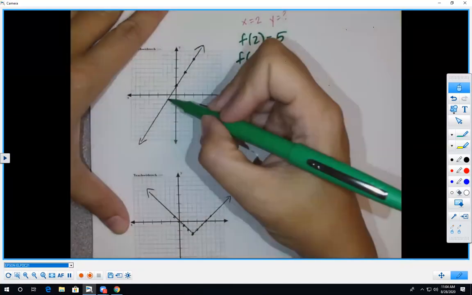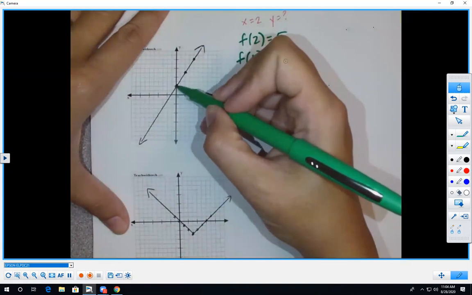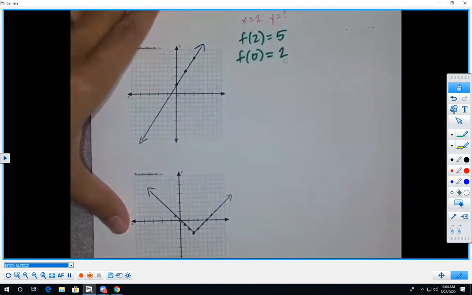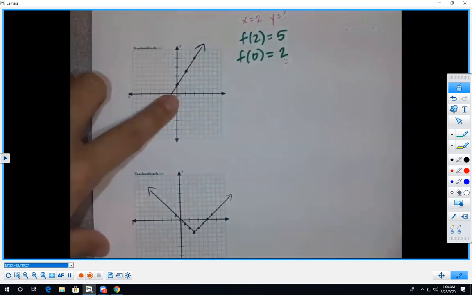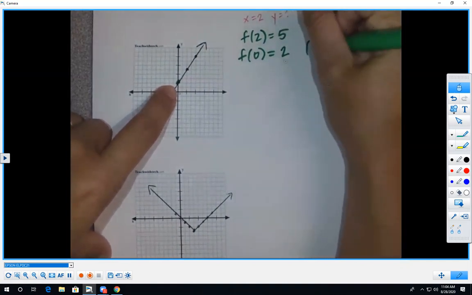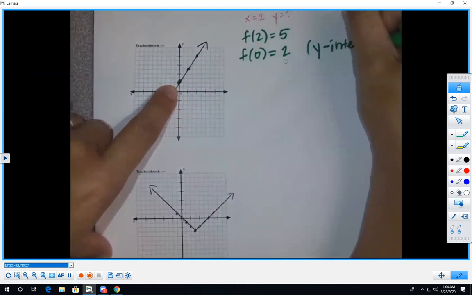So you go to your graph, at the x value of 0, you have a y value of 2. So f of 0 is 2. That specific point has a name. What's the name of that point? Yeah, it's where it crosses the y-axis. So that's actually also the y-intercept. We kind of talked about that last time.